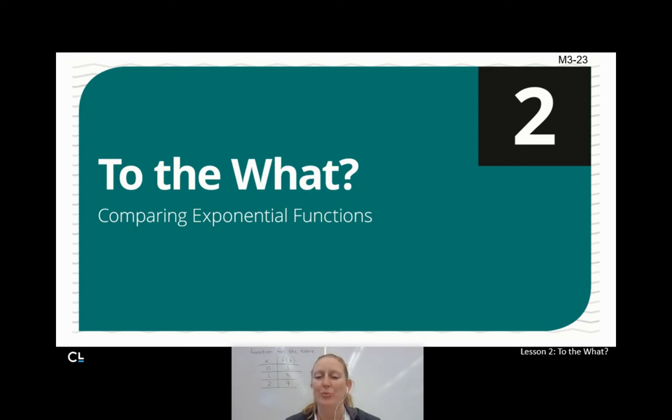Lesson 3.1.2a. We've been playing with our exponential functions, and now we're going to start comparing them a little bit. So we've got the format down. Now let's see when we start comparing them across the board to one another.